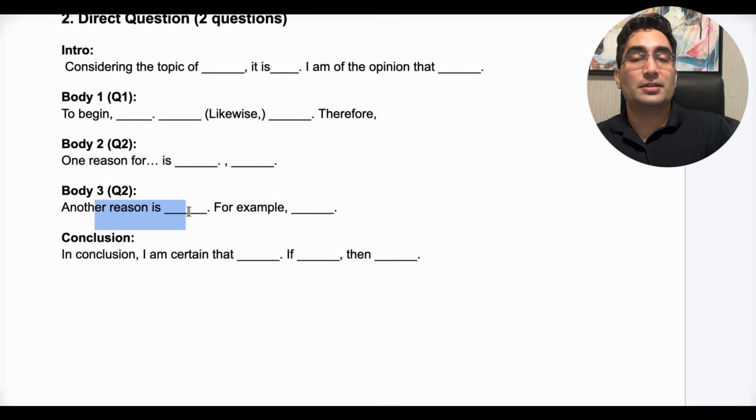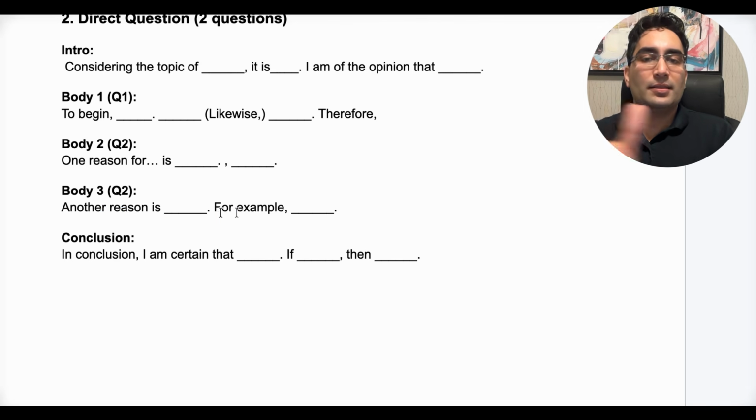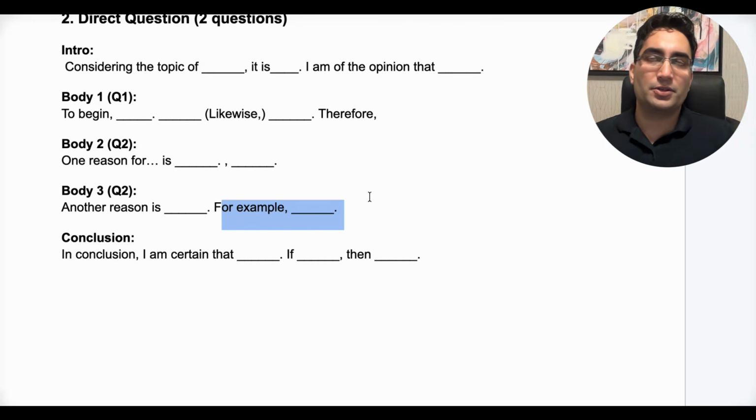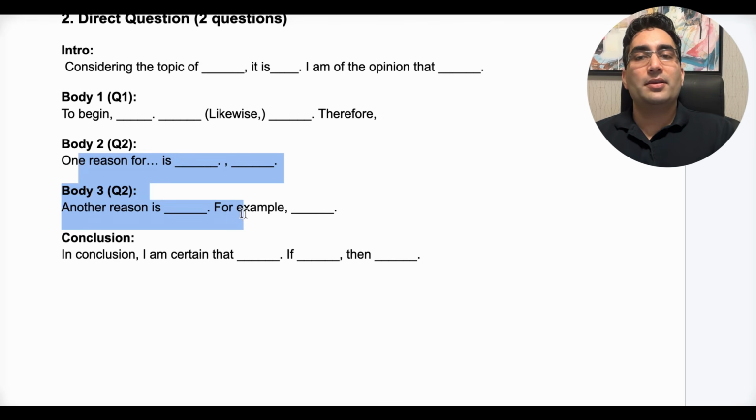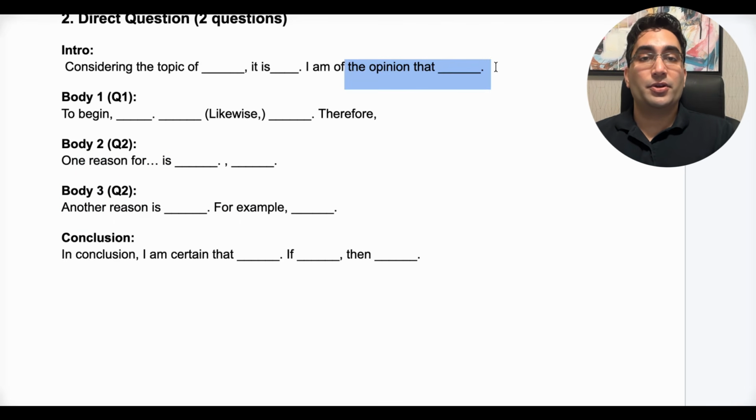Another reason for me not supporting that is the animal life or habitats that are ruined. And then I would give an example. For example, when deforestation is done, this is what happens to animals. They die, they lose their habitat, and so on. So this is going to depend on that second question and also your opinion. It should be in line with that.